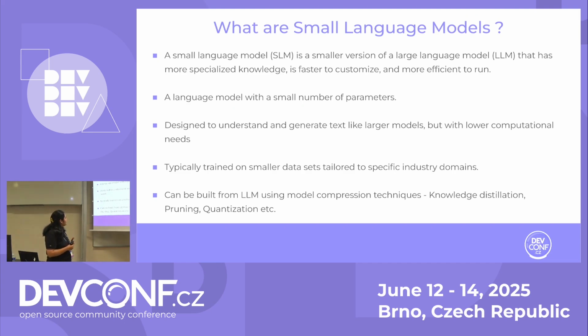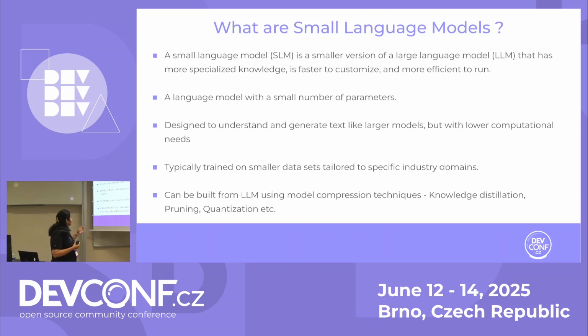Now, the last point covers how a small language model can be built. It can be built from an LLM using a model compression technique, for example, knowledge distillation. Knowledge distillation is basically a teacher-student mode where the small language model learns from its teacher and will not only try to mimic how the teacher gives the output, but also how the teacher identifies the patterns. So we can say it is the distilled version of the large language model.